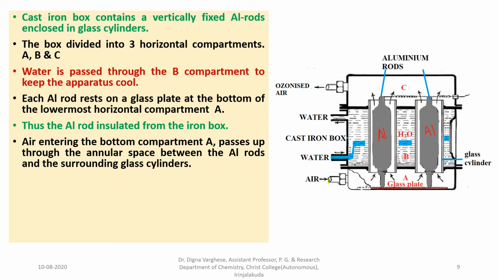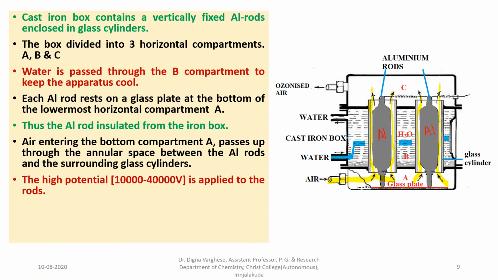That is, it enters the lower compartment A, and passes up through the annular space between the aluminum rods and the surrounding glass cylinders. Here the oxygen or air can be moved to the upper compartment C, and here also the annular space through which the oxygen or air can be moved up, and this way the oxygen can also move to the upper compartment.